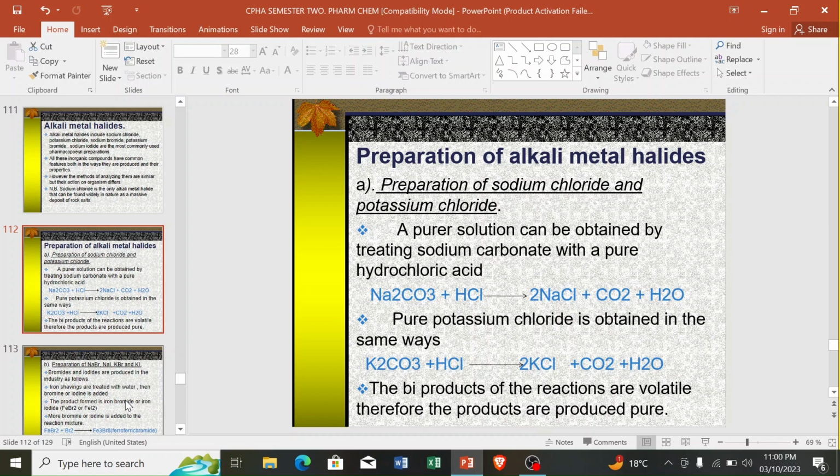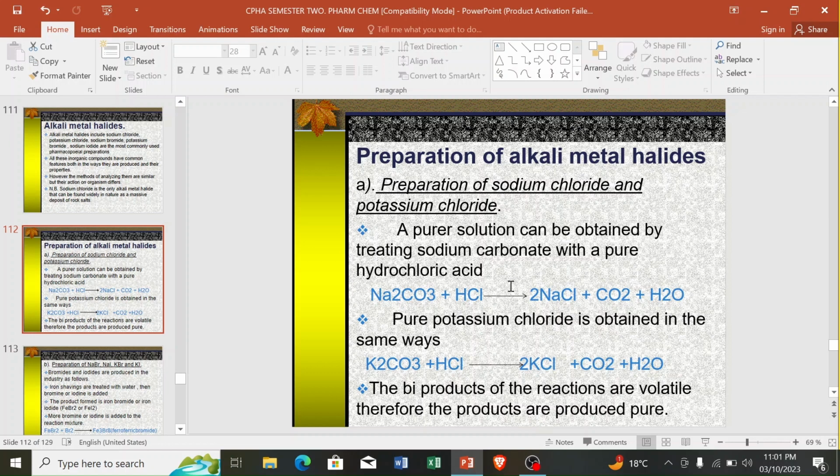We have what we call preparation of alkali metal halides. We are going straight away to how we can prepare them. Preparation of sodium chloride and potassium chloride, the chlorides. A purer solution can be obtained by treating carbonate with HCl, or hydrochloric acid. So if we want sodium chloride, we get sodium carbonate. If we want potassium chloride, we shall pick potassium carbonate.